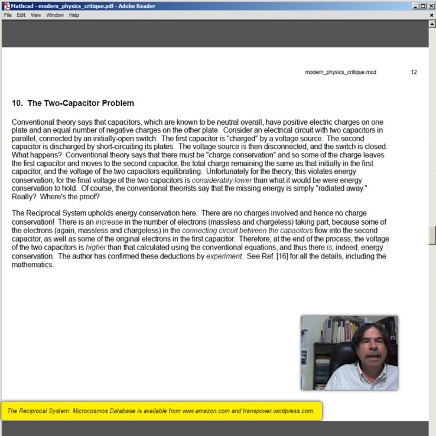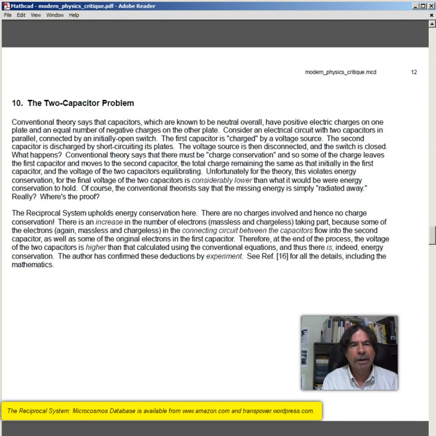What happens? Conventional theory says that there must be charge conservation, and so some of the charge leaves the first capacitor and moves to the second capacitor, the total charge remaining the same as that initially in the first capacitor, and the voltage of the two capacitors equilibrating. Unfortunately for the theory, this violates energy conservation, where the final voltage of the two capacitors is considerably lower than what it would be were energy conservation to hold. Of course, the conventional theorists say that the missing energy is simply radiated away. Really? Where's the proof?